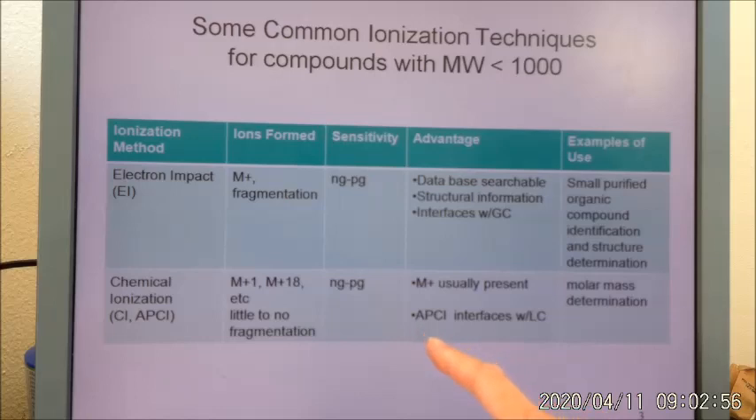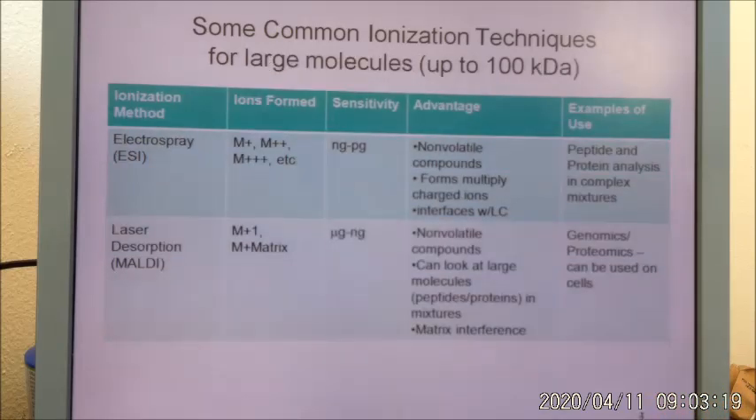Atmospheric pressure chemical ionization interfaces with liquid chromatography. So when we do HPLC, high performance liquid chromatography, the output we run through a mass spec, and we can get the molar masses of our compounds. Okay, so you get the molar mass determination.